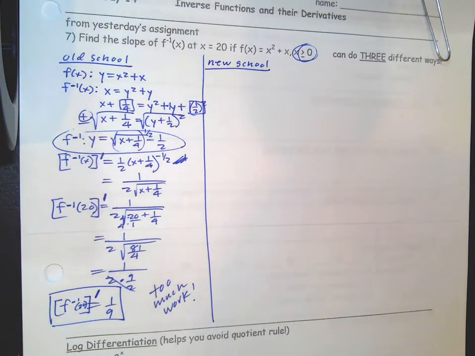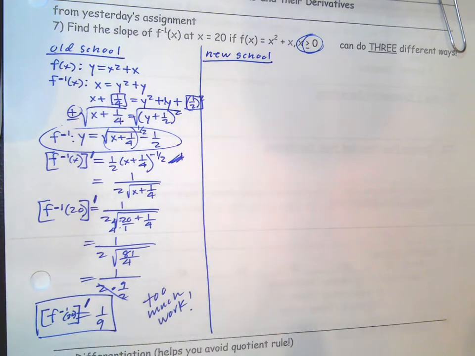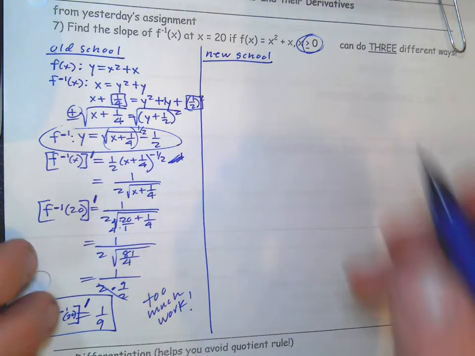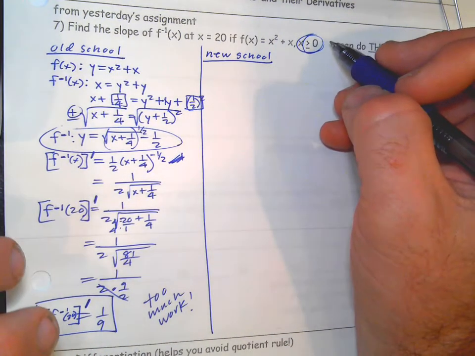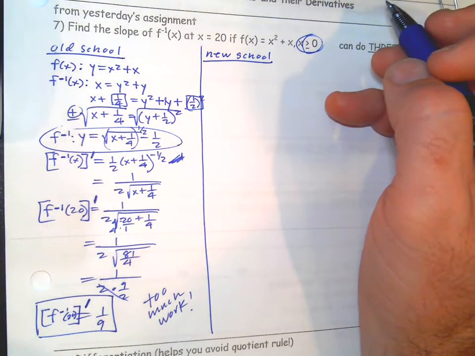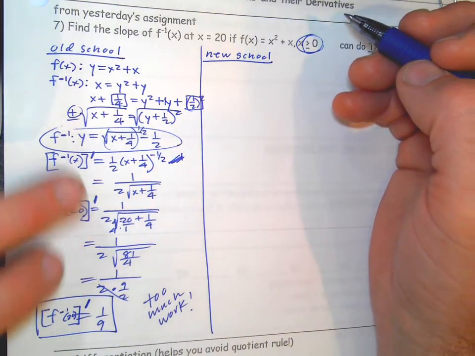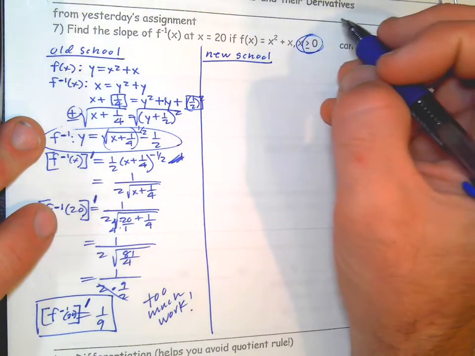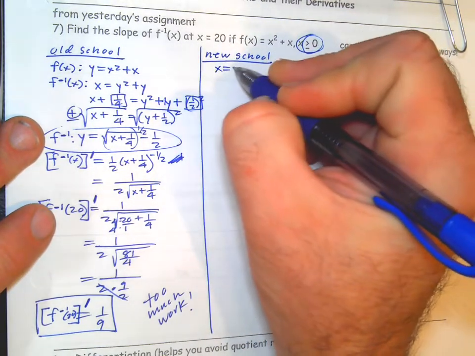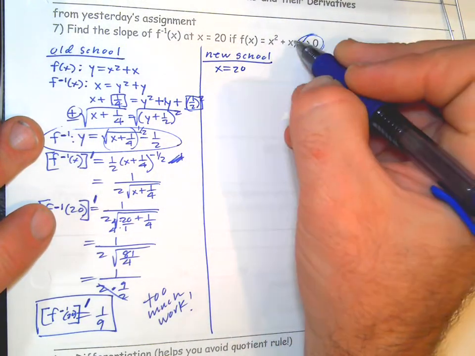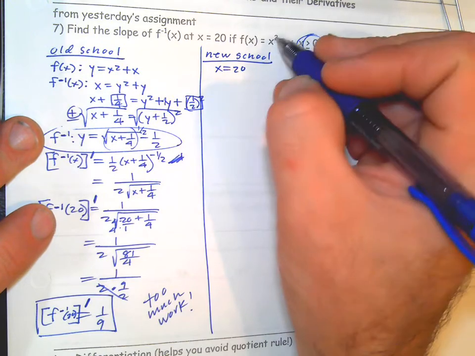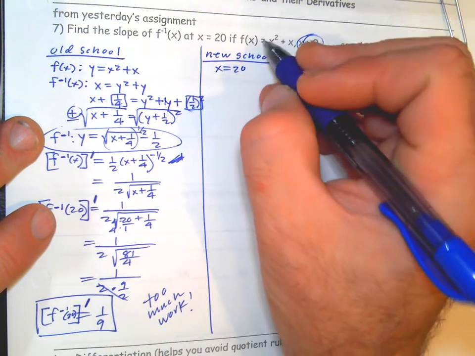But the new school approach says, you know what? We know that the derivative of the inverse is just the derivative of the original flipped upside down. And finding the derivative of the original is way easier. And then we don't have to find the inverse at all, which might be ugly or just impossible. The hardest part about it is making sure you know what to plug in. The derivative of this is super easy, and plugging a number in is super easy, and flipping is super easy. The hardest thing is plugging the right number in there.